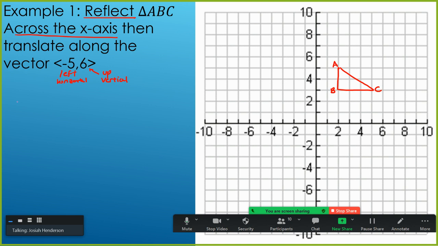So first up, the reflection. Our original point for A is 2, 5.